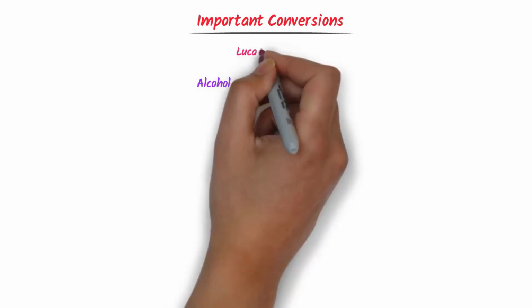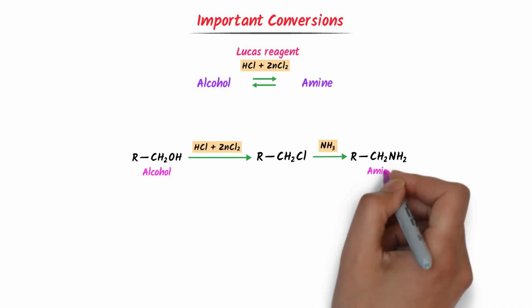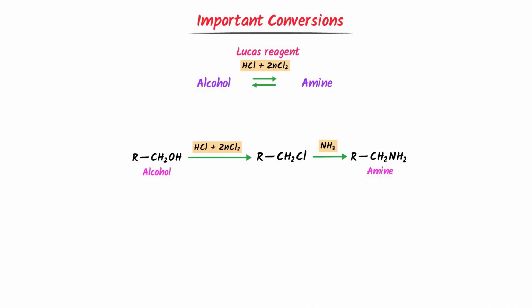Now I will teach you some important conversions which you must learn. Convert alcohol to amine and amine to alcohol. Well, to convert alcohol to amine, we use Lucas reagent like HCl plus zinc chloride. For example, consider this alcohol. I add HCl plus zinc chloride to it. I get alkyl halide. Now I add ammonia to it. I get this amine. Thus remember that using Lucas reagent, we can convert alcohol to alkyl halide and then using ammonia, we convert alkyl halide to amine.